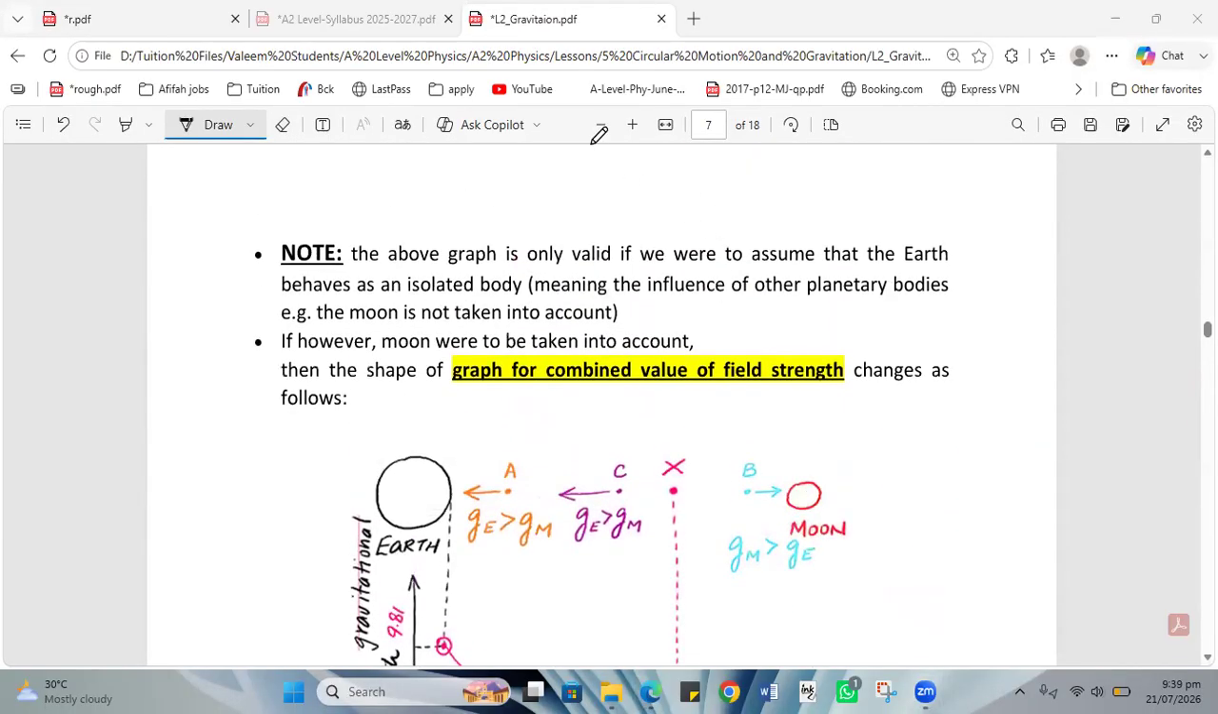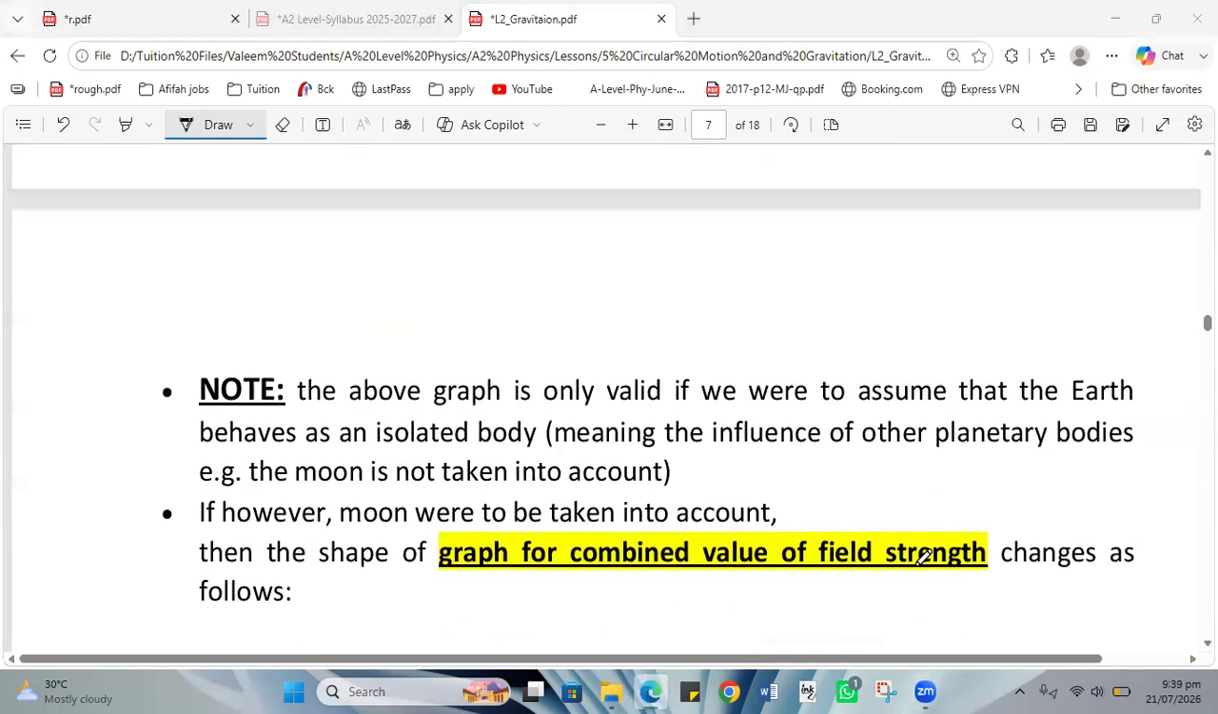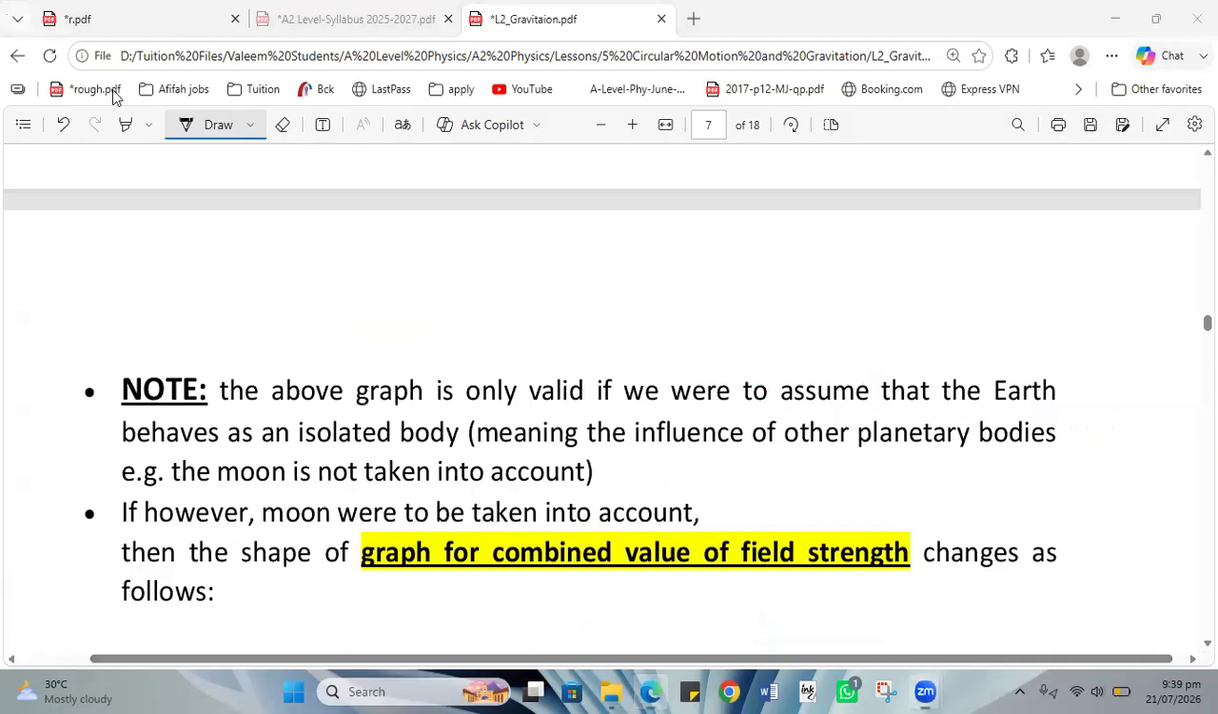Next graph. Now, remember in the beginning, I mentioned some assumptions. One of the assumptions was that the planets are considered isolated bodies. What does that mean? That means there is nothing else that is influencing it. But in reality, there are other planetary bodies that influence. For example, for the Earth, the moon has to be taken into account. So now we are going to look at a graph for the combined value of the field strength. Meaning we're going to look at a graph that doesn't represent an isolated body.